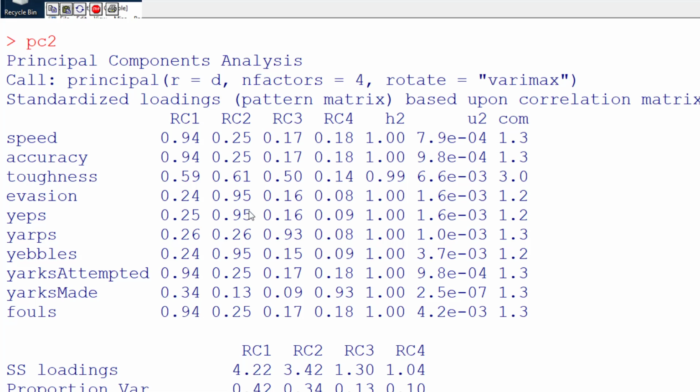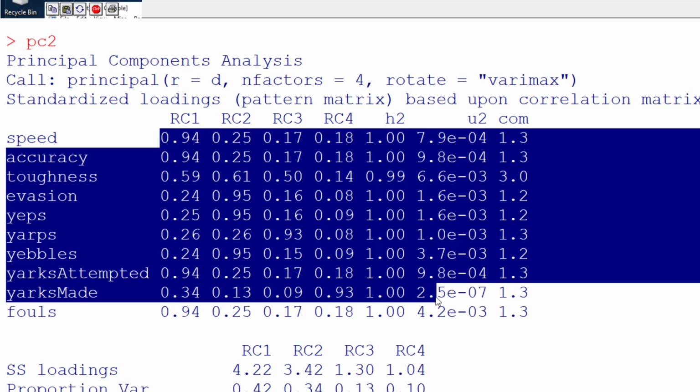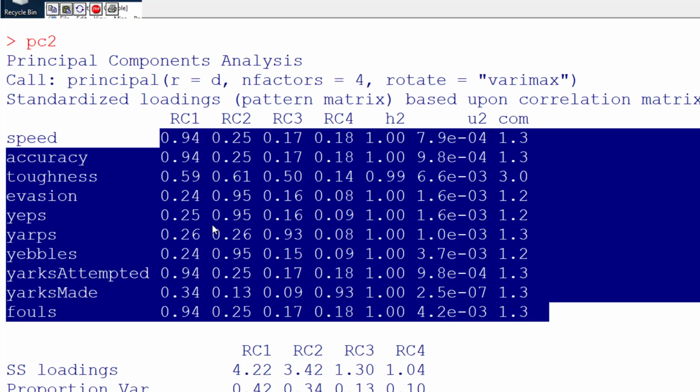The second component seems to deal with evasion and yeps and yebbles. So something might underlie those 3. Our third seems to really only deal with yarps, maybe a little bit of toughness. Toughness and yarps are the only 2 that could be argued to be there. And our last one is entirely yarks made. Nothing else is even close. So when we consider what that means, we would be able to clump those variables together, as I said, and then we would have to know something about the game to make more decisions based off of that.